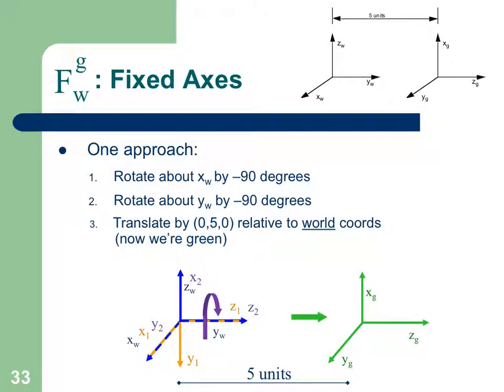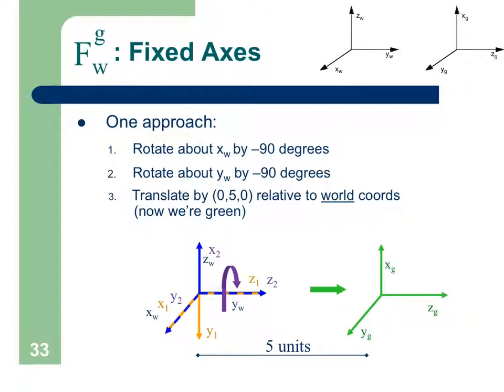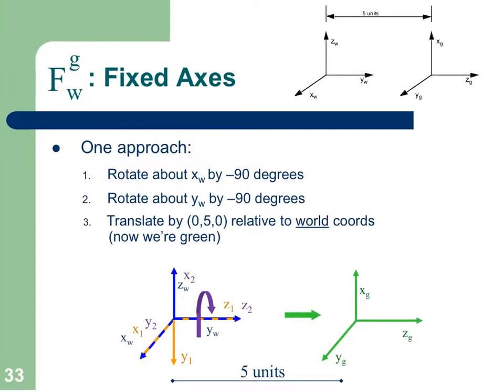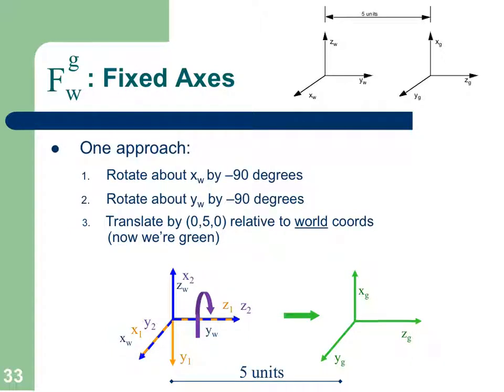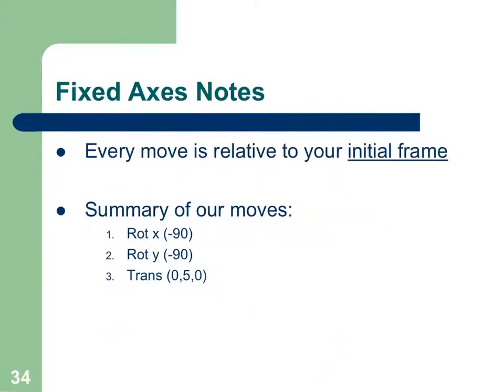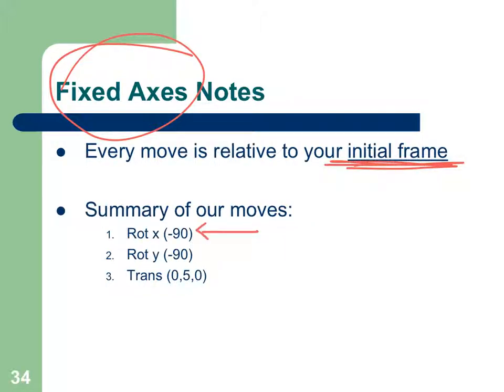So here's all those moves, right? We first did the rotate about x world, then we did another rotate about y world, and finally we did a translate relative to world coordinates, so we were moving in the y direction according to world coordinates. Now, the key thing to remember about the fixed axis approach is that every move is relative to your initial frame. So here's the moves we did. We did rotate x by negative 90, rotate y by negative 90, and then this translate.